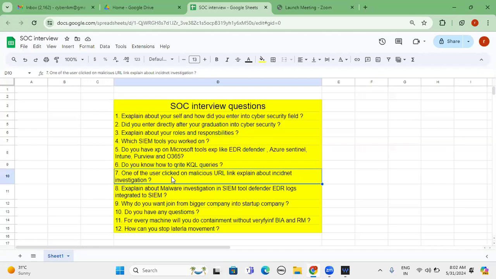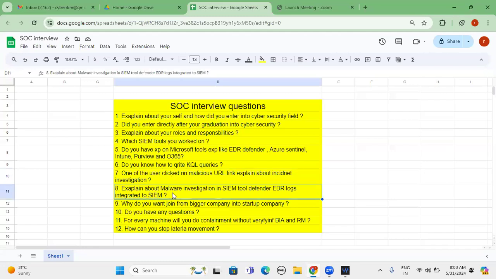So the next question is an investigation practical scenario. One of the users has clicked on a phishing email. In that scenario, how can you do the incident investigation? For this one, you have to explain about what the log source is, and what the false positive scenario and the true positive scenario are, in both.